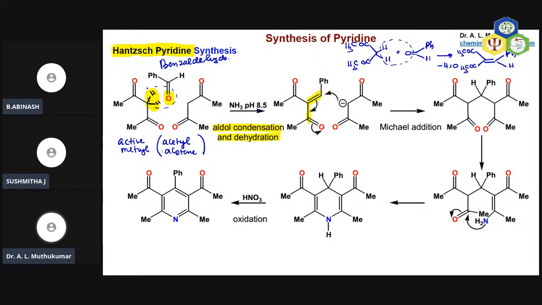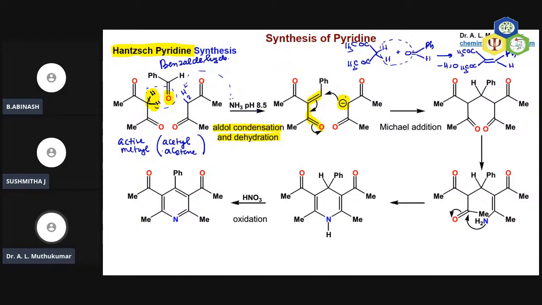Now, if you check here, this is an alpha beta unsaturated carbonyl compound. In parallel, what is happening? In the last class itself, I explained that whenever you have an active methylene species, this hydrogen will be more acidic in nature. So meanwhile, what is happening? The base deprotonates this acidic hydrogen atom, and it provides you the corresponding anion here.